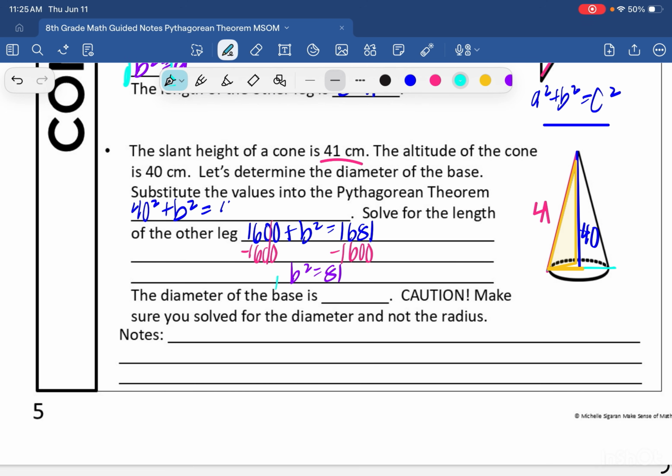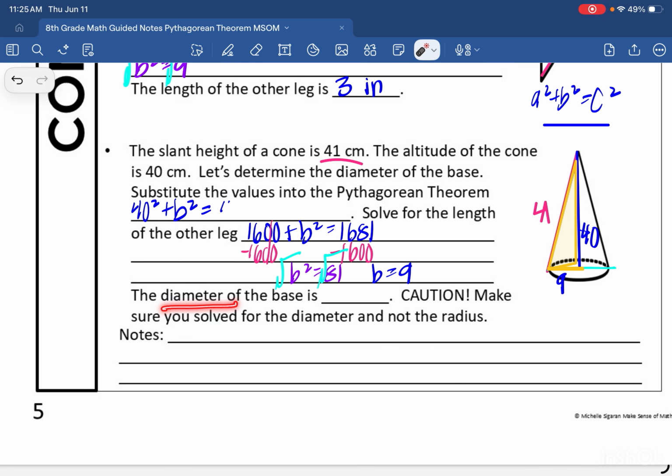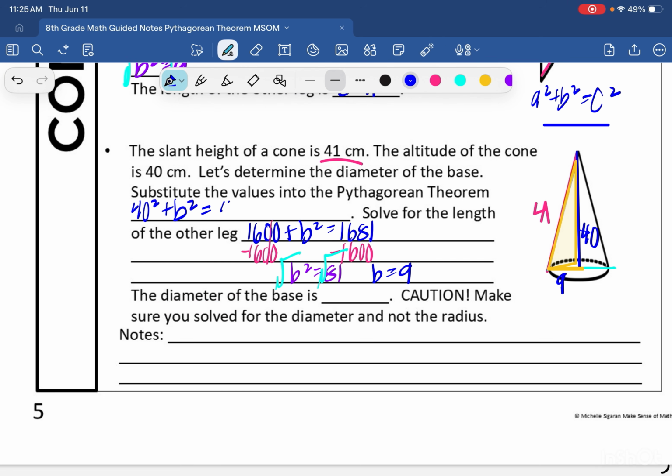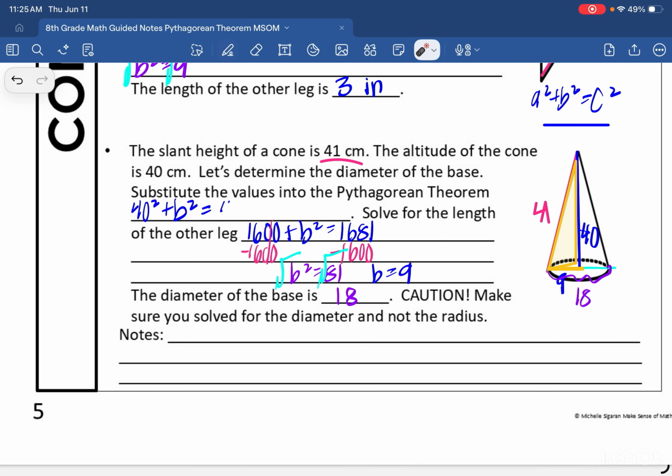Last step, don't forget, take the square root, and I get b equals 9. So I know that my radius is 9, but it's asking me for the diameter, so that's going to be 18 because it's going to be double the radius. And it says, caution, make sure you solve for the diameter and not the radius. So yeah, double check your work there.